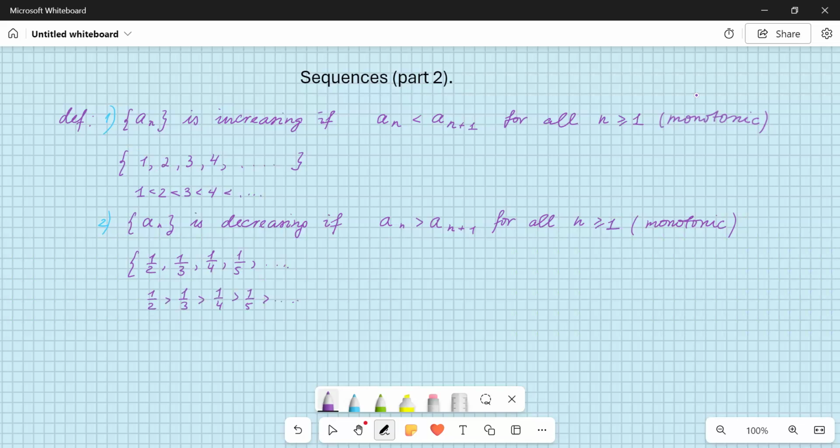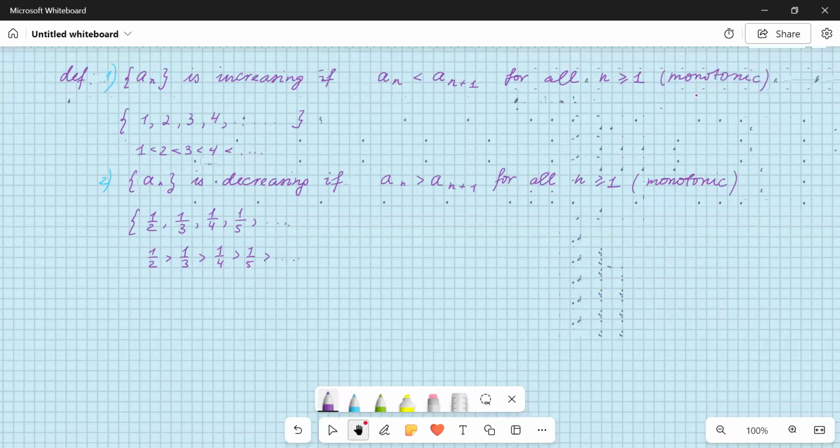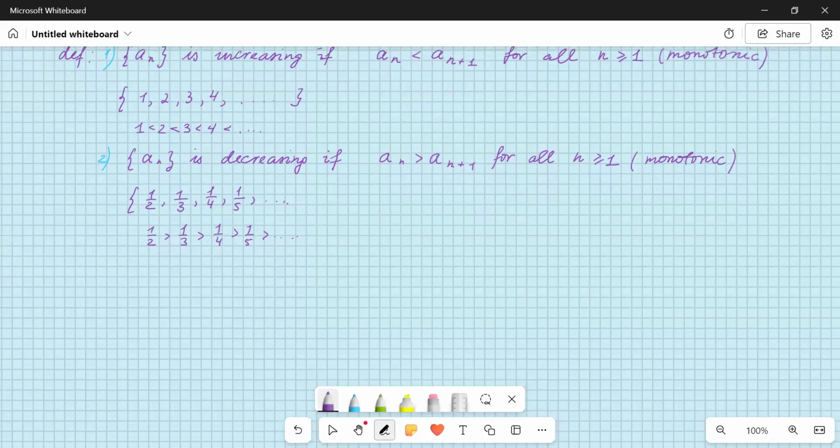Here it's easy to see that the sequence is increasing or decreasing just by using common sense. The natural numbers are increasing, but not all sequences are going to be that easy to define as decreasing or increasing. And not all sequences are going to be decreasing or increasing. There are some sequences which are not monotonic. I'm going to give you an example. Non-monotonic.